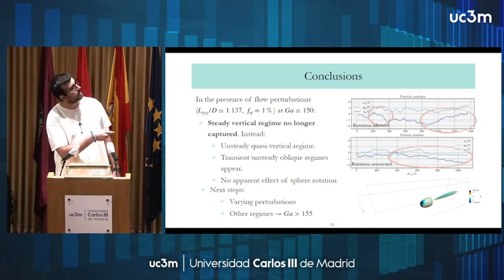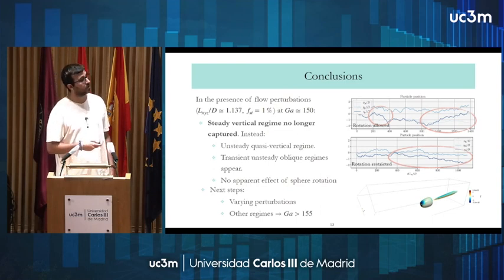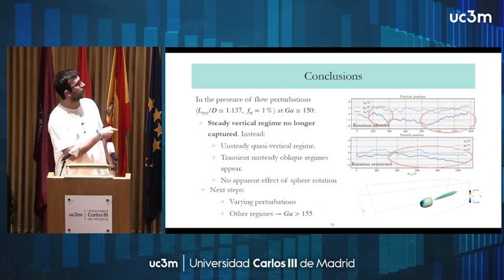For example, if we see the evolution in the z direction, we have these transitions, okay, in which the particle moves in an oblique way. Also, this part is with the rotation allowed, and this is with the rotation restricted, in which we have, of course, this transition as well for quite a lot of convective times. So, next steps for this. Also, in principle, we are able to see that there is no apparent effect of the sphere rotation in here.